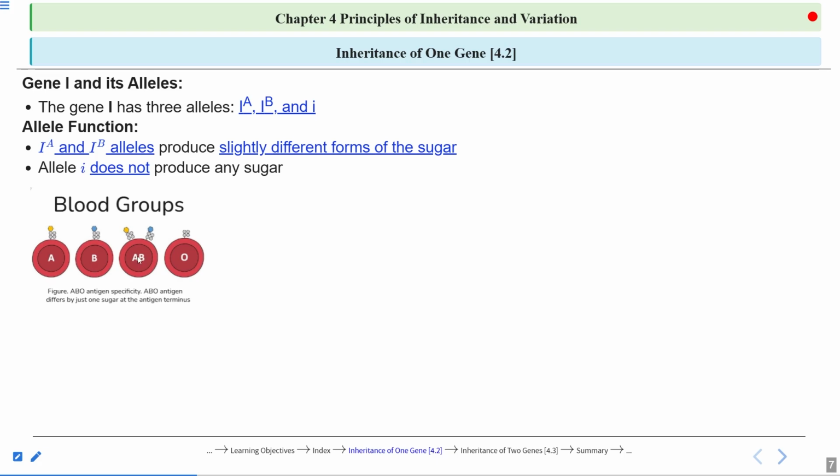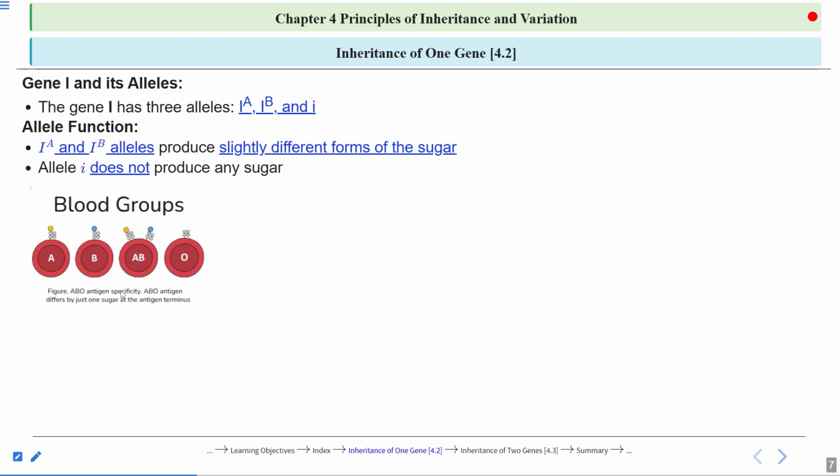IAB blood group, this consists of both the alleles. Okay, so both the sugars are present on the plasma membrane. This blood group I, blood group O, it consists of this small i, and it does not produce any sugar. So there is no sugar present here.